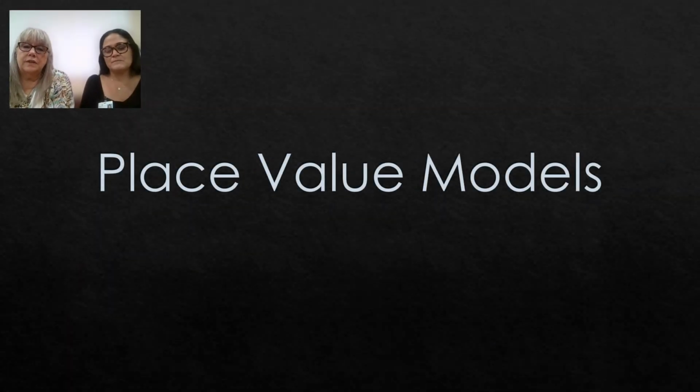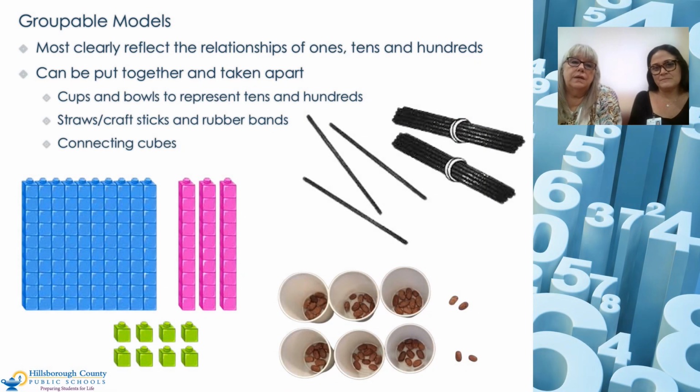We're going to take a look at the place value models. There are 3 different place value models. We're going to start by looking at the most concrete. Our groupable models can be put together and they can be taken apart. So when I build with snap cubes, I have individual snap cubes that make those trains of 10, but I can also take those 10 apart so that they're once again individual snap cubes.